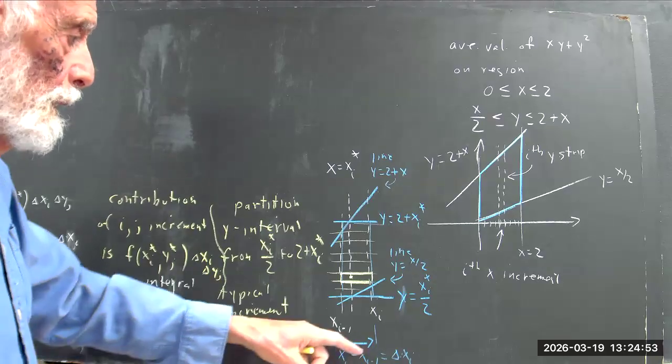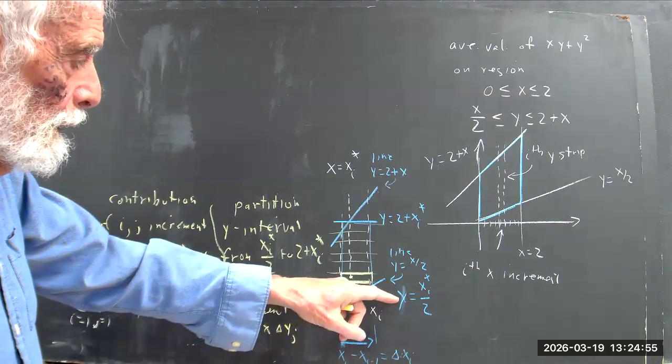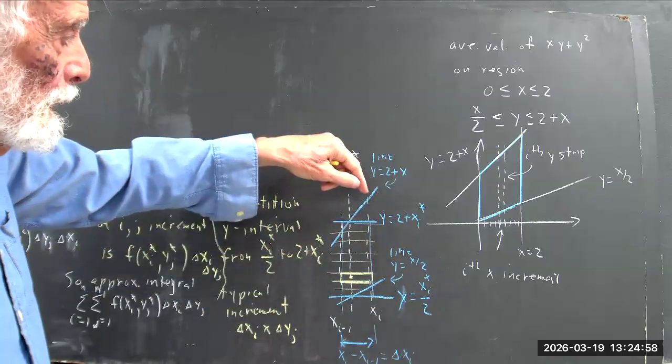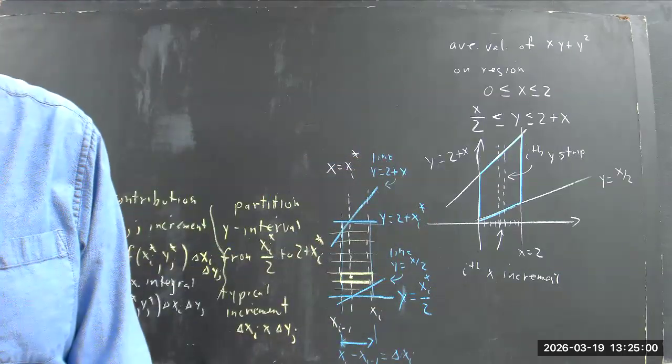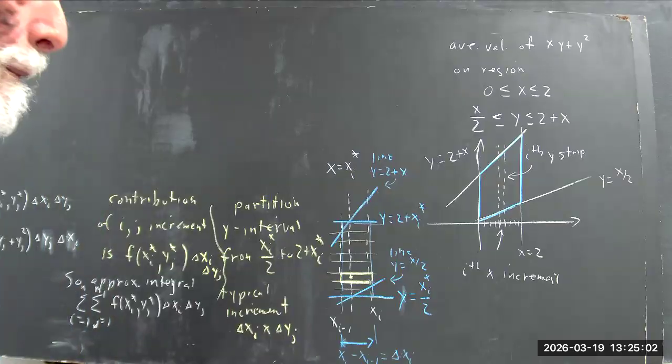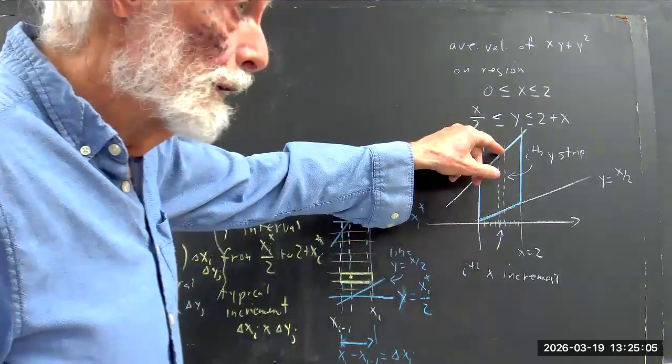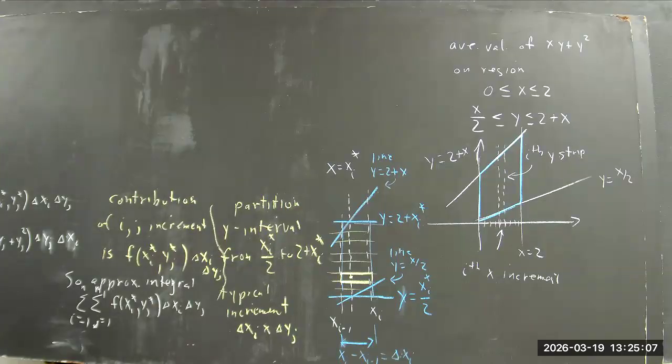Y goes from x over 2 to 2 plus x. Okay? Goes from this line to this line. So there's our interval in detail.